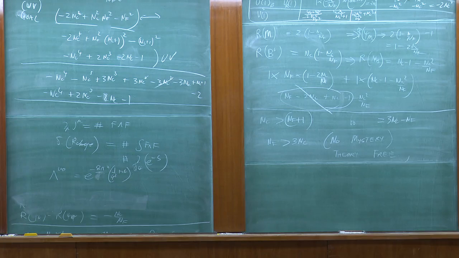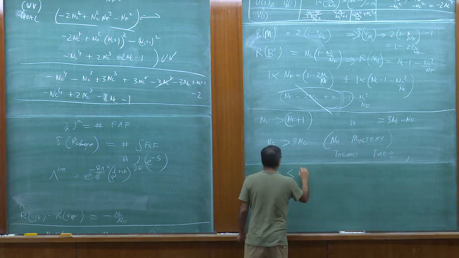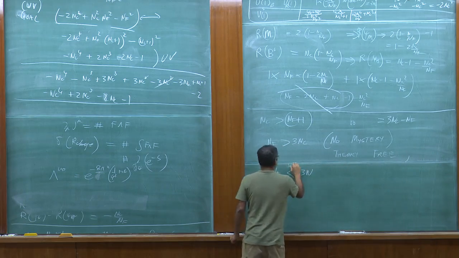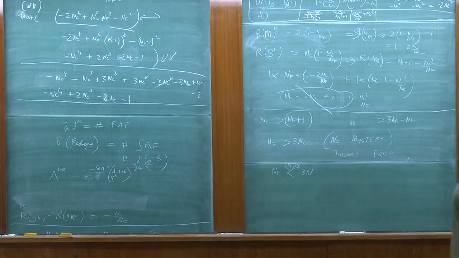Okay, fine. Now what about NF just less than 3NC? Just. What does the statement mean? What do I mean by just less than 3NC? If NC is 2, so 3NC is 6, is 5 just less than 6? These words, just less, have no meaning at finite values of NC and NF. But there's a place where you can give it meaning. That is, take NC large and NF large.